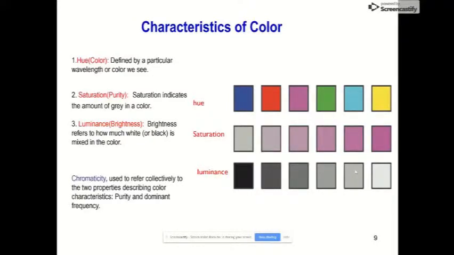And coming to the third property, luminance. When you add white color or black color to any particular color, it gives the luminance. And color is measured by using chromaticity. So chromaticity is a measure which uses basically purity and dominant frequency to measure any color.